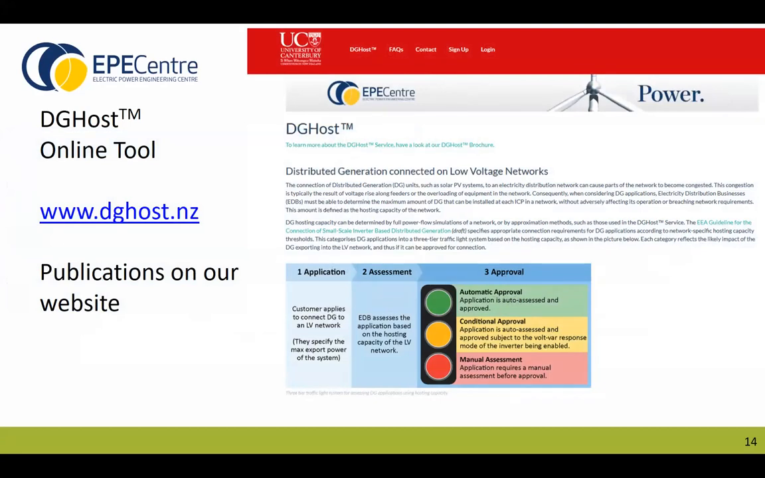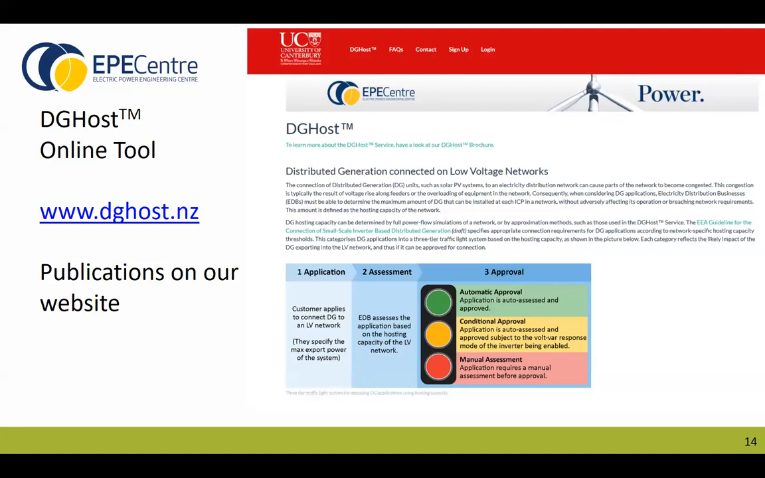So the DGHost tool provides these hosting capacities. These can be used in a number of different ways. One way is to look at prioritising network reinforcement: which networks have low hosting capacities. They're going to come into trouble when you've got DG or PV installations. So it can prioritise if you need to, I don't know, go to a larger transformer or reconductor to help with those congestion issues.